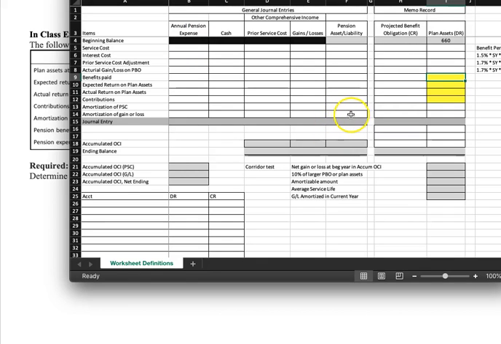Word for Mac's a little bit different than Word for PCs, and I'm used to Word for PCs, so my apologies there. So those are the 4 items that's actually going to go into our plan assets: benefit paid, expected return, actual return, and contribution. So let's find each of those.